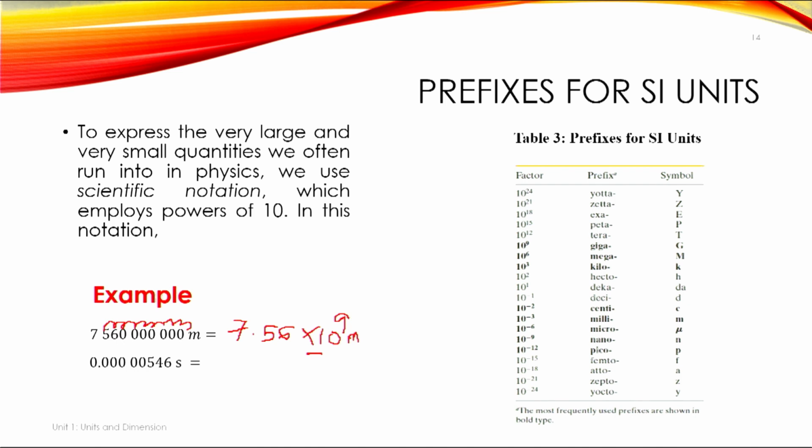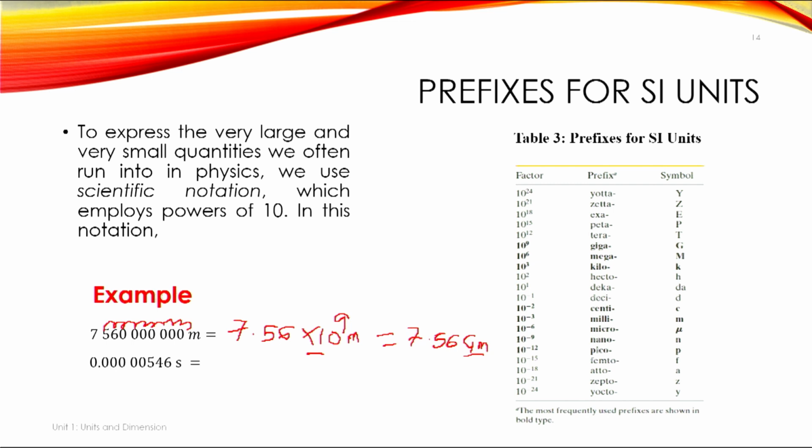This 10 raised to power 9 has an equivalent prefix called giga, and that becomes 7.56 gigameters. And when it's 10 raised to power minus 9, we call it nano. It will be nanometer. The same applies to these numbers of seconds that has a lot of decimal places.